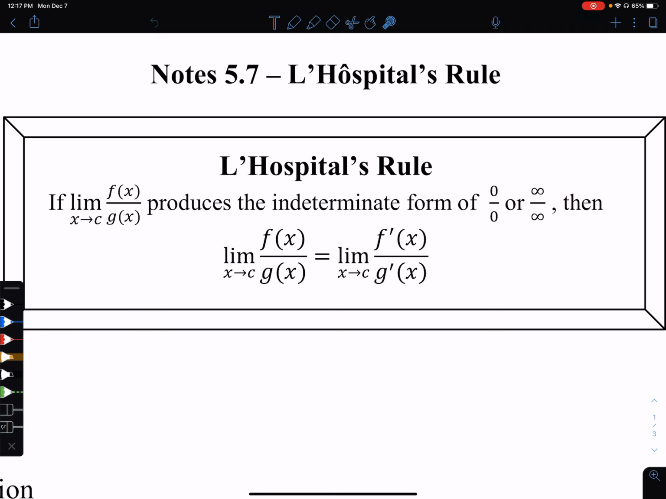So formally, L'Hopital's rule. If the limit as x approaches c of f over g produces the indeterminate form of either 0 over 0 or infinity over infinity, then you can evaluate this original limit by taking the limit of the derivative of the top and the bottom.